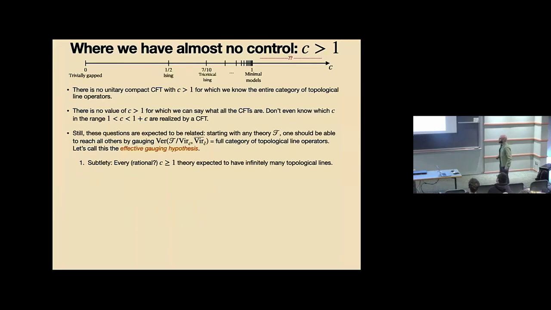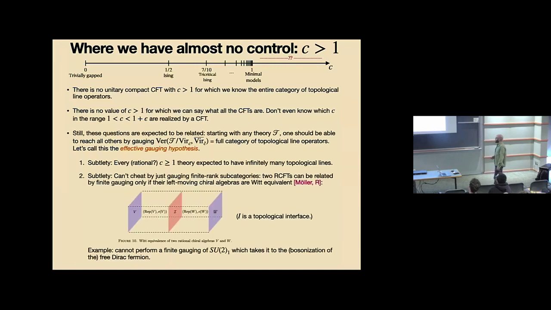Okay, so in practice, this doesn't help you that much. One fact is that you have this expectation, maybe at least for rational theories, and I might also believe it for irrational theories, that every theory with c greater than 1 has infinitely many topological lines. So that's comment number 1. It's an unwieldy category. You might think that you could get away with just doing finite gauging within this big infinite category and get around theory space that way. But the problem there is that it's provably the case that finite gauging is not enough. In particular, there are known obstructions to two rational conformal field theories being related by finite gauging.